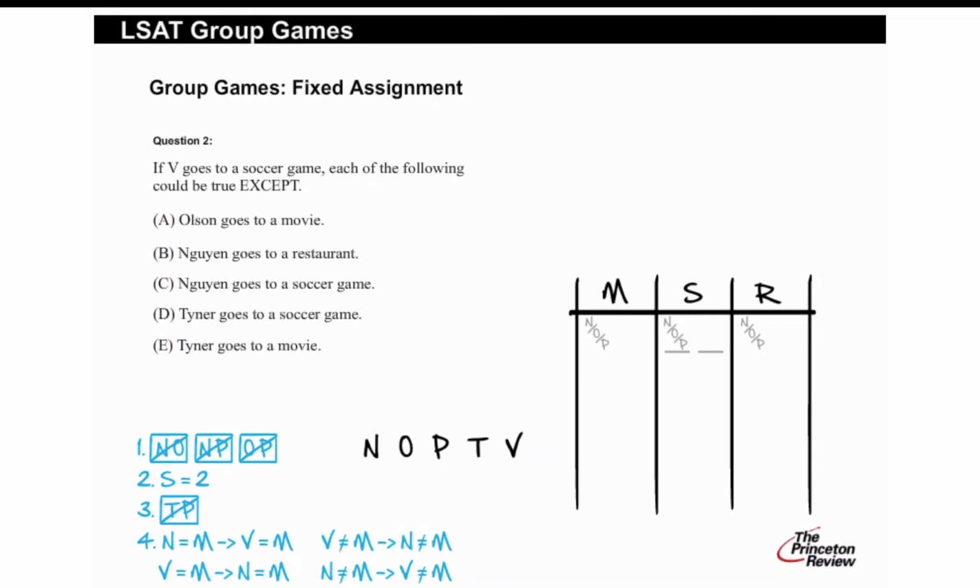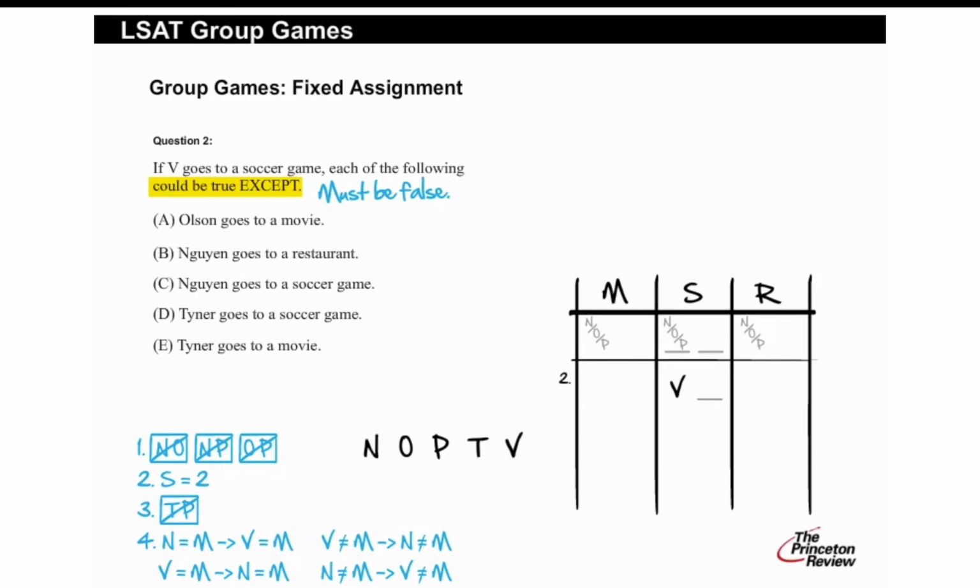Now let's try question number 2, a specific question. If V goes to a soccer game, each of the following could be true except. Remember, could be true except means to look for what must be false. The next step is to start a new line and assign V to the soccer game.